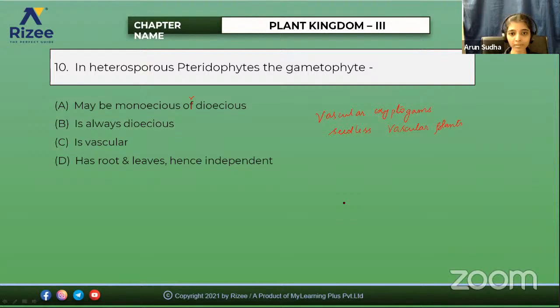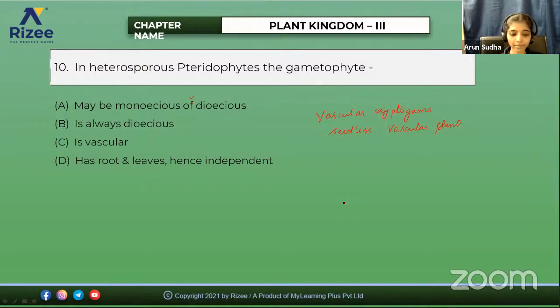Are you clear with this? Yeah. Cryptogams need water as a medium, and they also need the motile stage in the life cycle, that is the antherozoid. The antherozoid is the motile stage, and they require water as a medium to complete the life cycle, which is a characteristic feature of cryptogams. Okay.